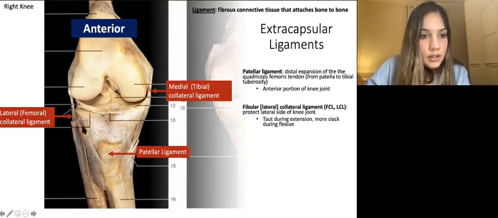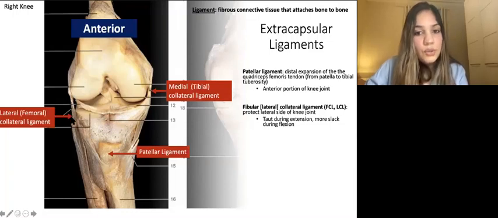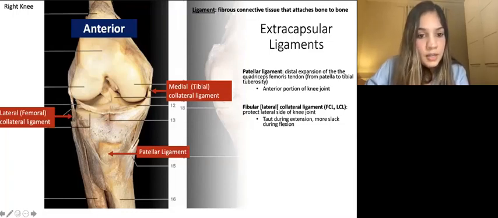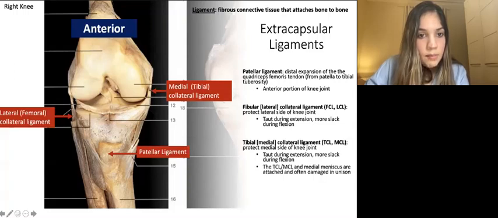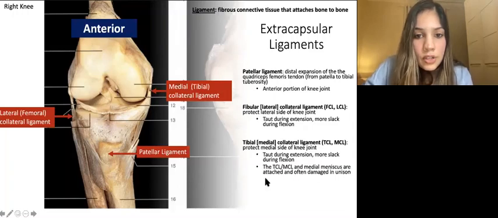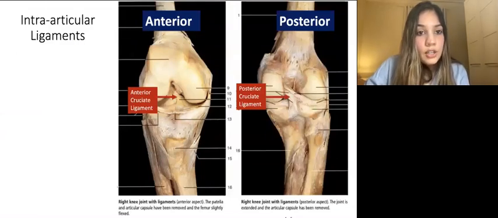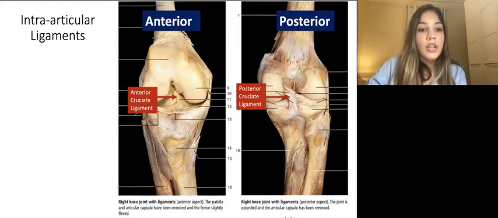The lateral collateral ligament, which is this one over here, protects the lateral side of the knee joint. It's also known as the fibular collateral ligament. And then the medial collateral ligament protects the medial side of the knee joint. You can just read these in a little more detail. The intra-articular ligaments, the main ones you need to know are the anterior cruciate ligament and the posterior cruciate ligament.